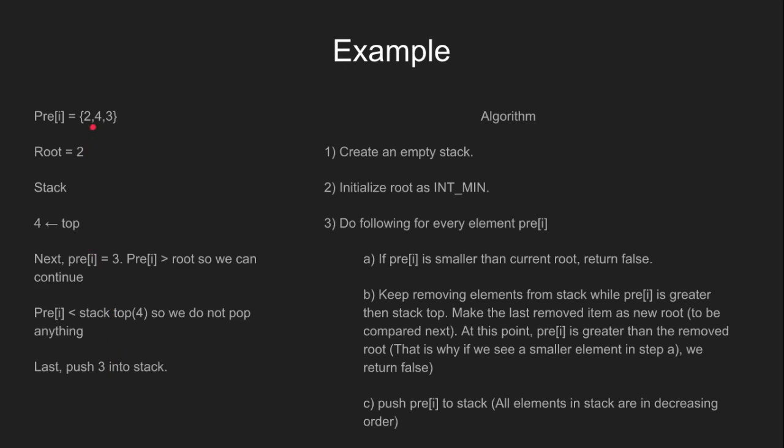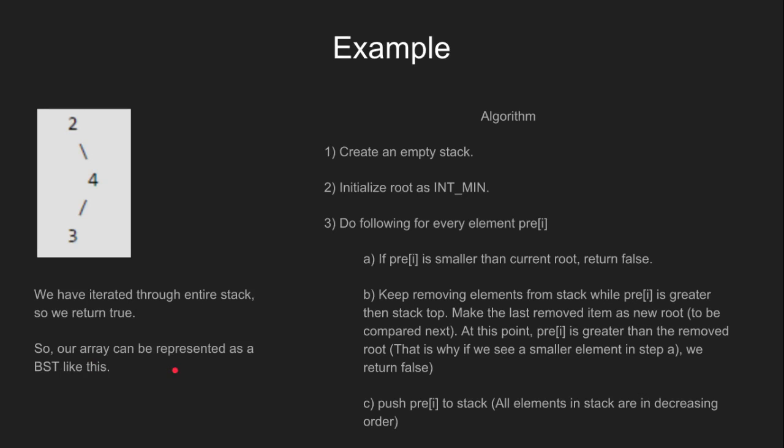Next element of the array is 3, which is greater than the root, so we can continue. It is smaller than the top of the stack, so we do not need to pop anything from the stack. So at last we push 3 into the stack. We have iterated through the entire array, so we return true and our BST is this.